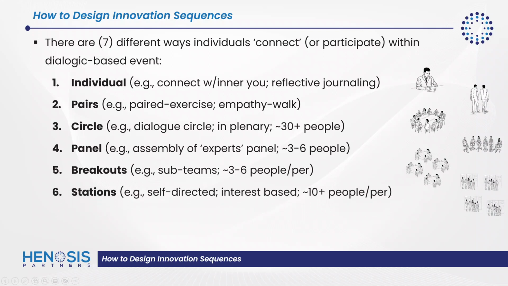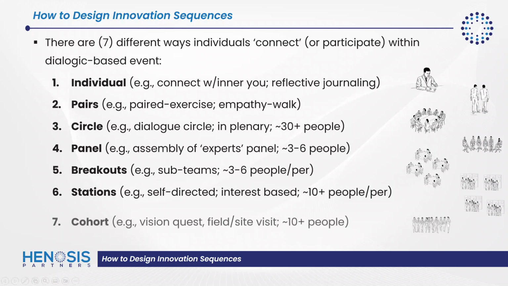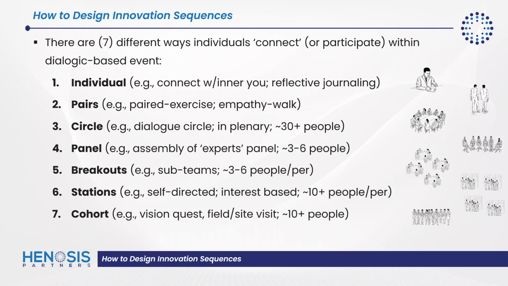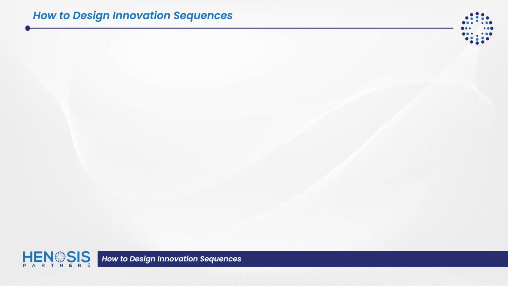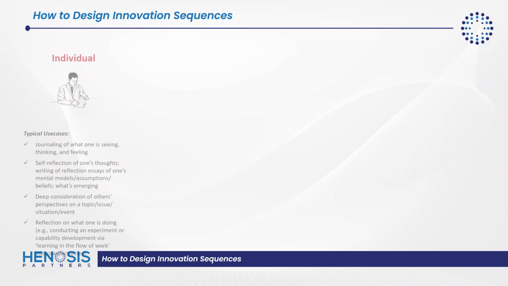We could employ stations, which are more self-directed or interest-based type of breakout groups. The use of stations is very common when employing, for example, the open space technology method. And lastly, we could design as part of our end-to-end innovation sequence a cohort type of activity, such as a vision quest, conducting a field or site visit out into the system to engage the edges. So as with the tools that we just discussed, one could employ many different ways for individuals to connect within a dialogic-based event. All right, let's understand more deeply these various forms of connecting, beginning with individual.